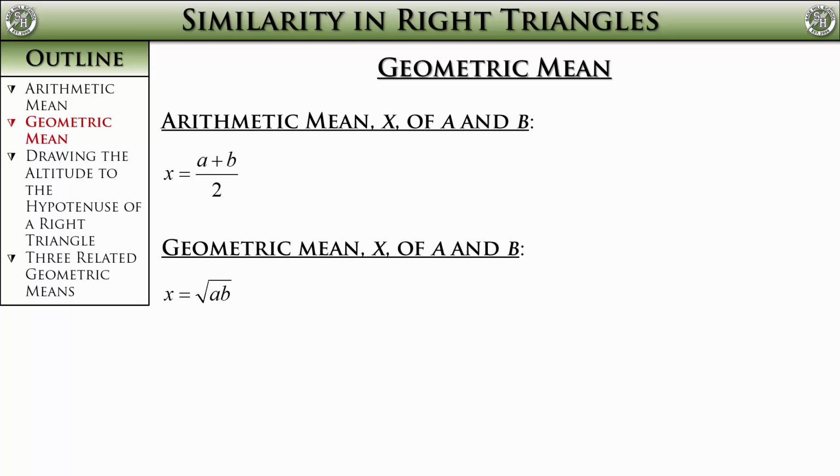The first one should be familiar. You add the two numbers together and divide by 2. The new type, geometric mean, you multiply them together instead of add, and then take the square root. If you like the official definition better, by all means set up that proportion instead.